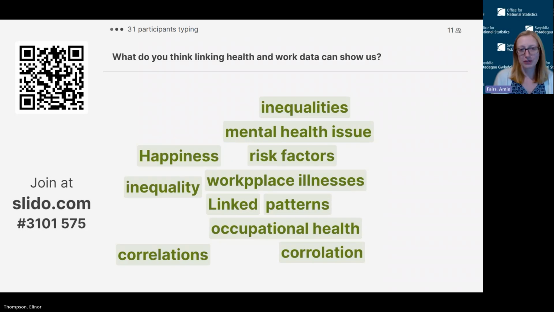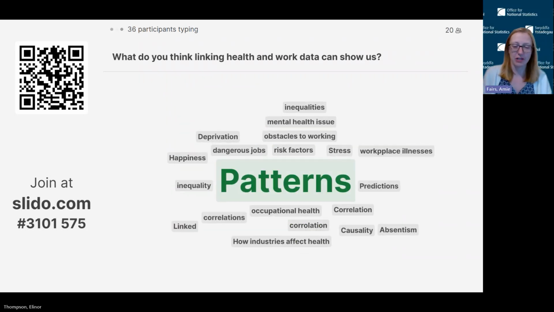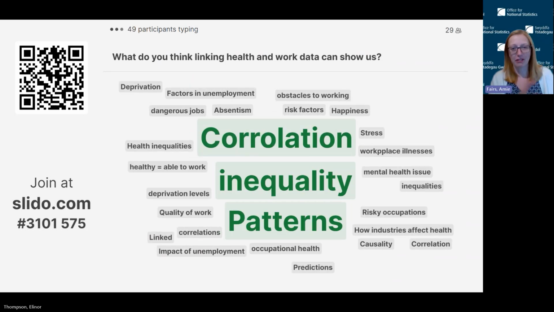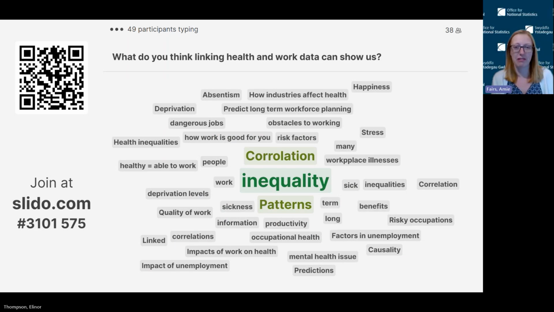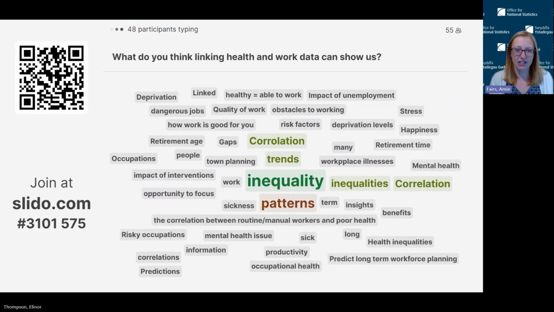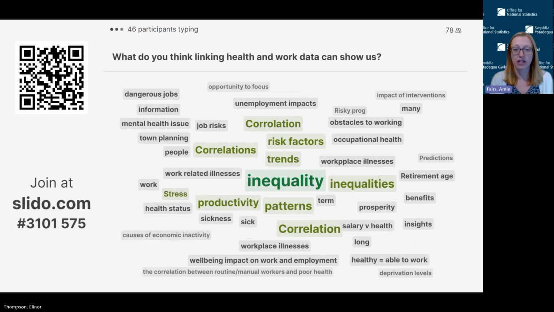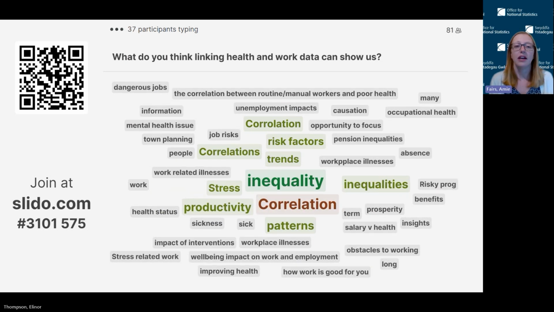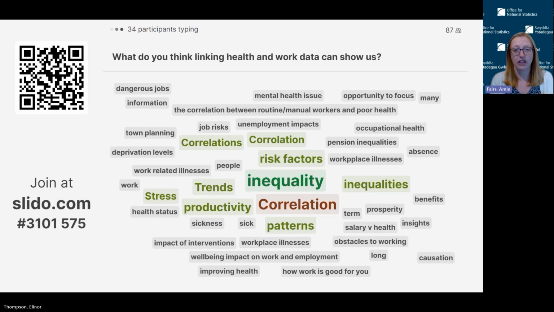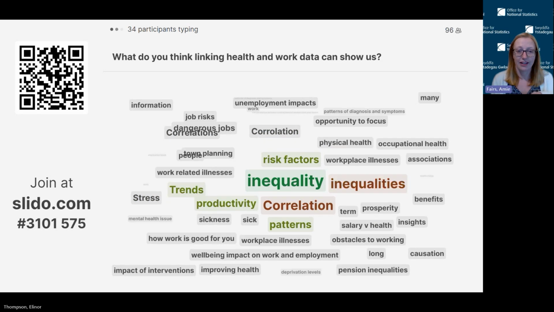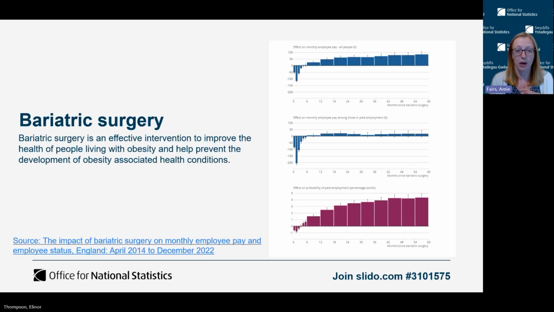Yes, these are all good. I actually work partly in a mental health related team. So I look at health and the economy, but aspects of mental health. So I like the mental health issues part there. So this is fantastic. So yes, we definitely find lots of different types of correlations, different trends where there are inequalities, different patterns that we can find. Obstacles to working is good. How work's good for you. This is great.